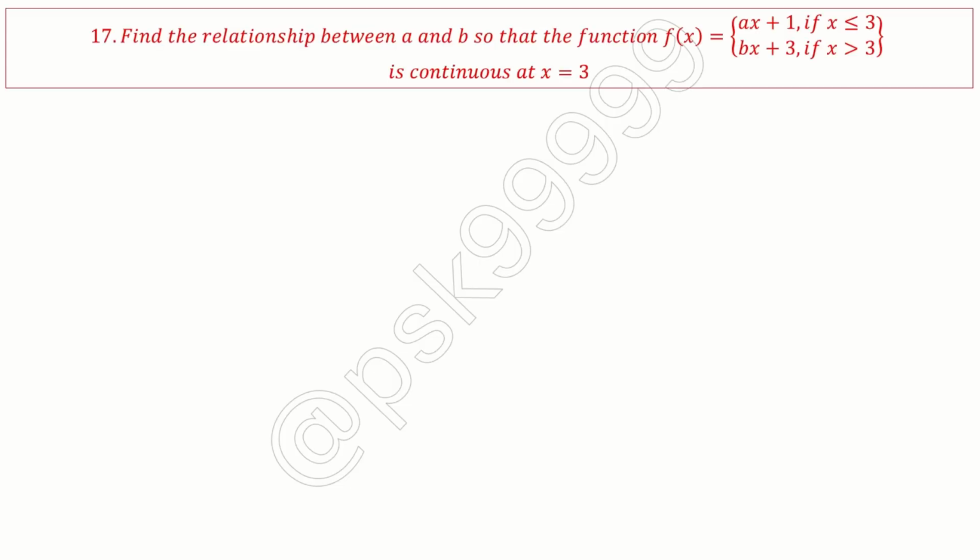Find the relationship between a and b so that the function f of x equal to ax plus 1 if x is less than or equal to 3, bx plus 3 if x is greater than 3, is continuous at x equal to 3. So this is another type of question which you will get in limits and continuity. Okay, they will tell that this given definition of function is continuous at a given point, then find out the variables a and b. Something like this. This is another type of question.